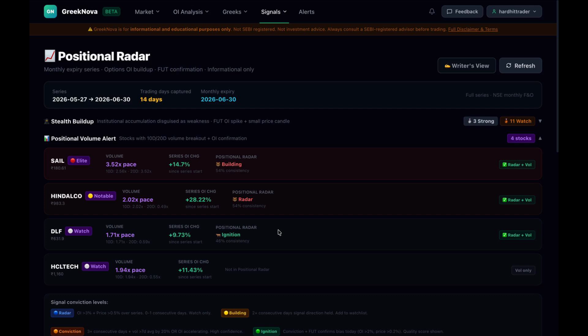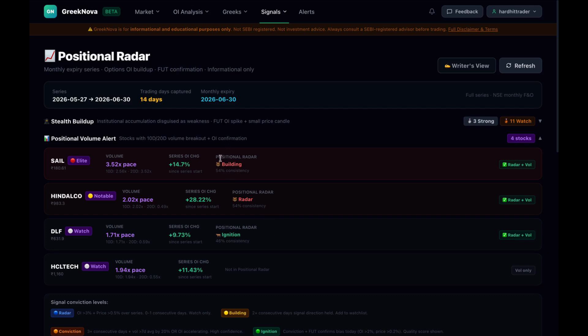What if I want to see, let's say, 15, 20 days of stock movement? So I have created this particular place where you can find a stock where there's a volume breakout of 10 and 20 days. It will come into this particular tab. It will also give you the stage of this particular stock in the positional radar.